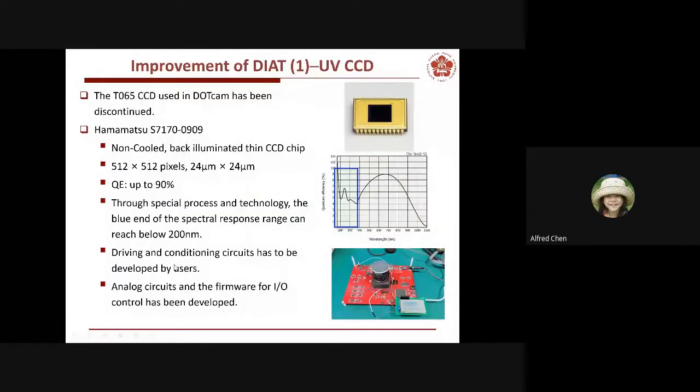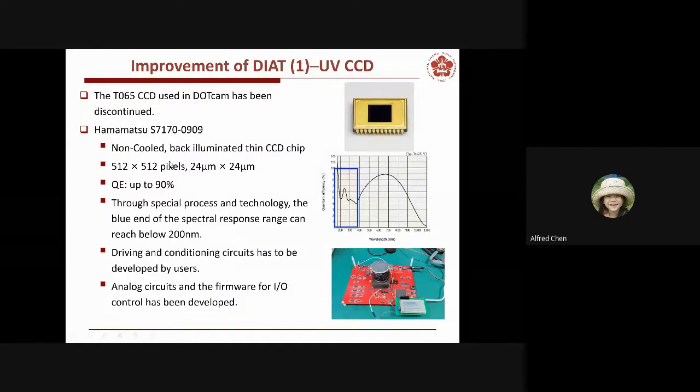So I will give a brief introduction about the improvement of this camera. The CCD chip T065 used in DACAM has been discontinued. And not only that, this CCD also has a small size and very limited spatial resolution. So in this mission, we use a new CCD manufactured by Hamamatsu.